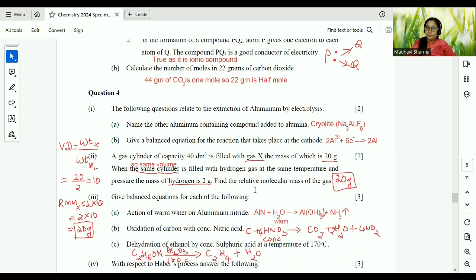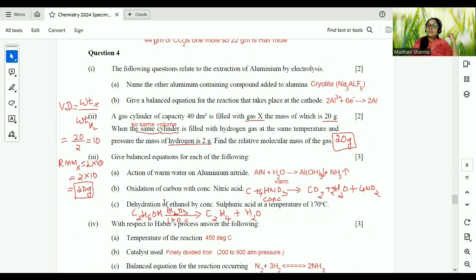Question number 4. The following questions relate to the extraction of aluminium by electrolysis. Name the other aluminium containing compound added to alumina. It's cryolite, Na3AlF6. Write a balanced equation for the reaction that takes place at the cathode. Remember, the cathode is the carbon lining. So 2Al3+ plus 6e- will give 2Al.